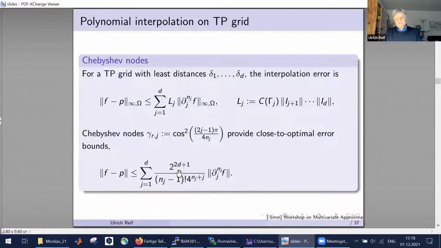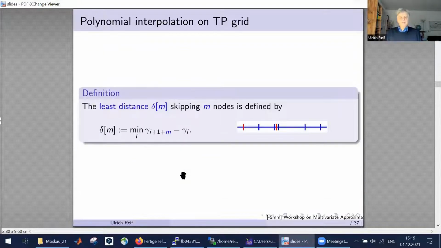Okay, but if you are not free to choose your interpolation nodes, the situation is not yet understood in a satisfactory way. So what else can we do?